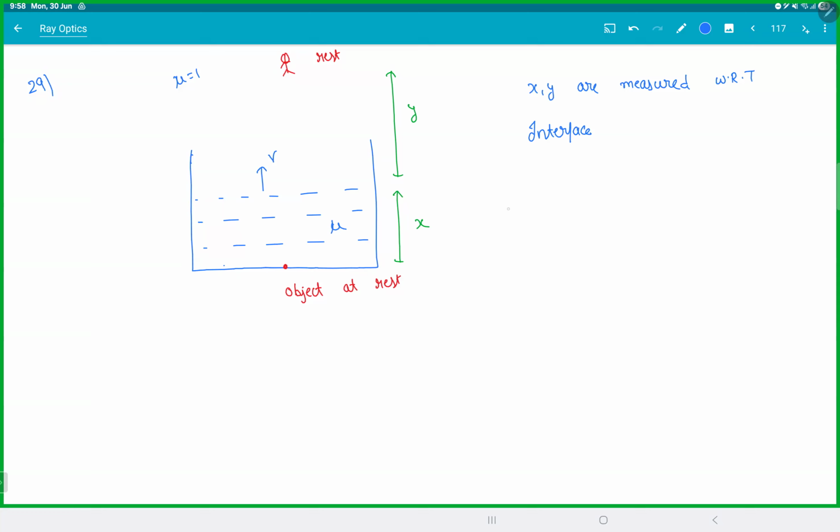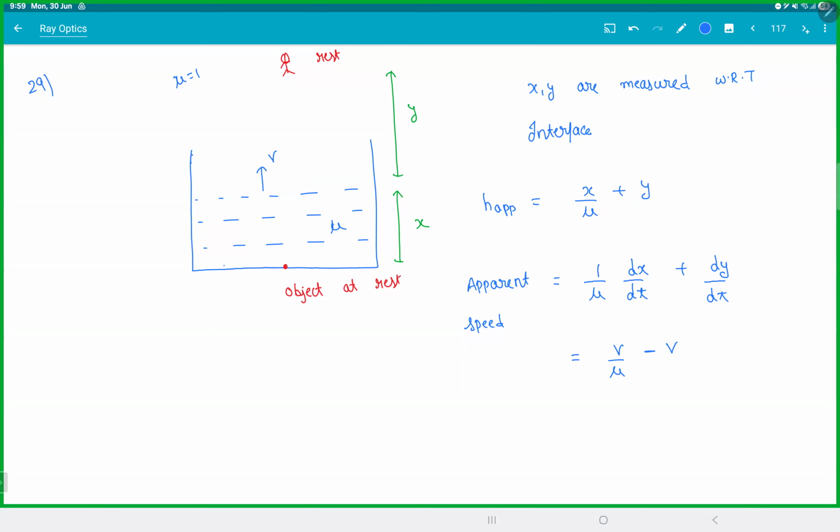So if you ask this person where the object is, he will say it is at a distance of x by mu plus y. If you differentiate this, you will get apparent speed: one by mu dx by dt plus dy by dt. Now you have to be a little careful here. Because of v, what is happening to x? X is increasing, so it is v by mu. When the surface is going up, what is happening to y? Y is decreasing, so minus v.